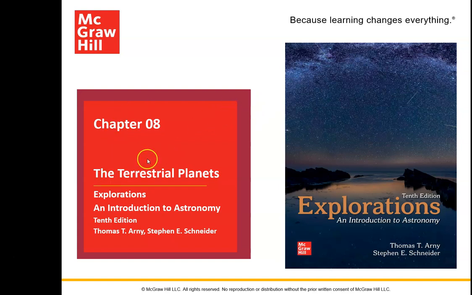Chapter 8, Terrestrial Planets. All right, so the terrestrial planets, of course, are the four inner planets. Terrestrial just means that they're Earth-like. They have surfaces. There are certain things that make them similar to each other, and very different from the gas giants, as we're going to see later on.